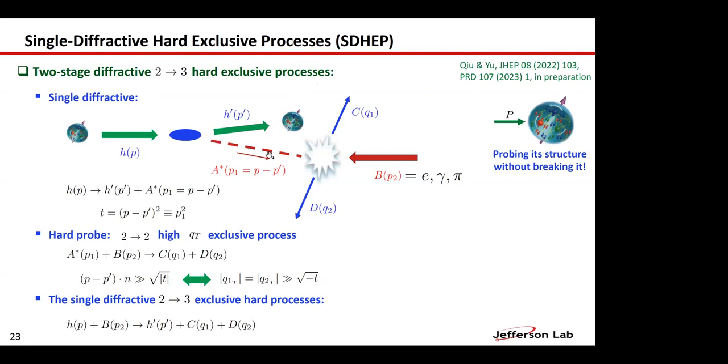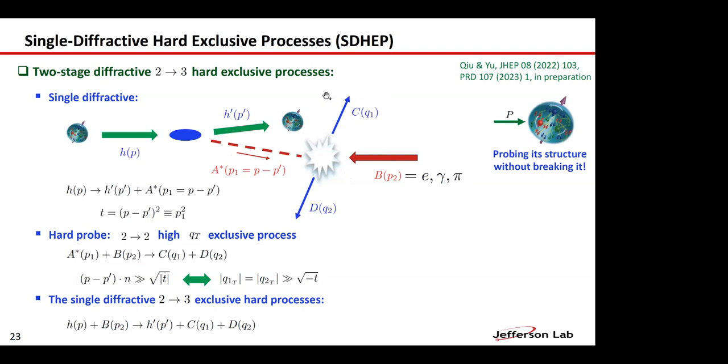By exchanging the state, then you need a hard probe. You would like to see the quark and gluon part, the particle nature of the quarks and gluons. So you have a 2 to 2 hard scattering, at 90 degrees, in the sense that you have a virtual state A star exchanged by this diffraction, colliding with a beam. B can be an electron, a photon, or a pion. Then you have a collision, producing 2 particles in the final state. It is an exclusive process. Once you measure C and the T, you know the SDHEP.